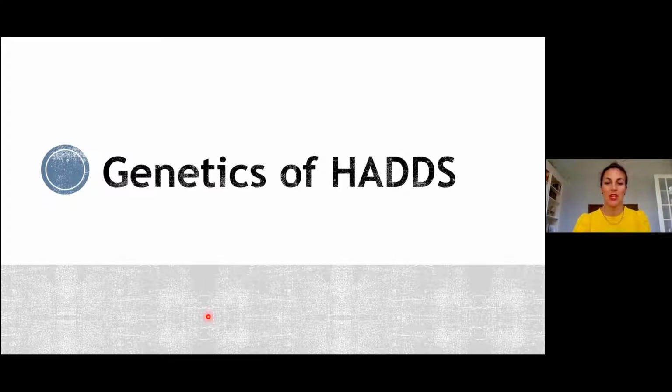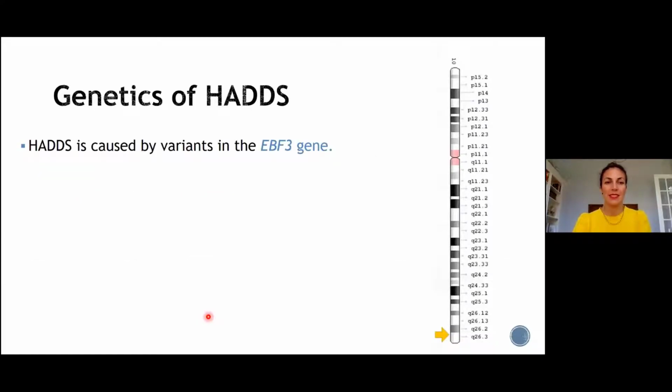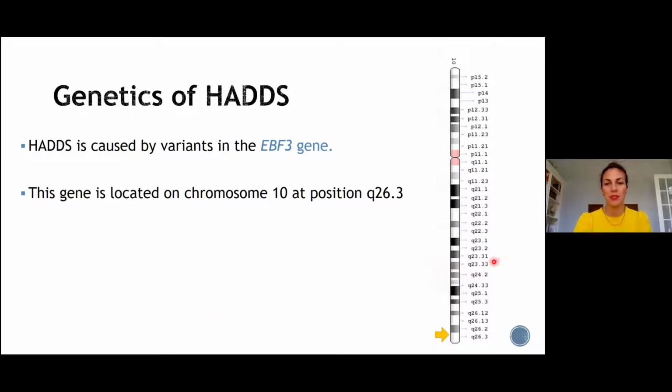Now, as we go to the genetics of HADS, HADS is caused by variants or changes in a specific gene called EBF3. Now, this gene is located on chromosome 10. This is just a cartoon picture of chromosome 10. We have 2 copies, typically, of chromosome 10, one that we get from our mom and one that we get from our dad. Our chromosomes are separated into a top part, which is called the P arm, and then a bottom part here, which is called the Q arm. P arm just stands for petite because it's the smaller arm. And then Q was named Q because Q comes after P.